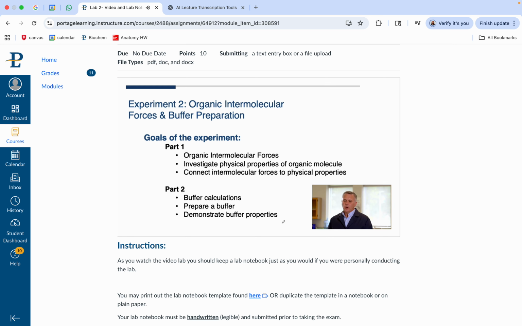So really the goals of the experiment are, number one, to look at organic and intermolecular forces, to investigate some physical properties related to those, particularly organic compounds, and to connect the intermolecular forces to physical properties. Right, so bringing those two together. That's really going to be part one of the experiment. Part two is really going to be looking at a sample buffer calculation, making a buffer, preparing it, and then also demonstrating the power and the properties of a particular buffer, and also a molecule. Really, we'll look at a molecule, glycine, that has buffering properties.